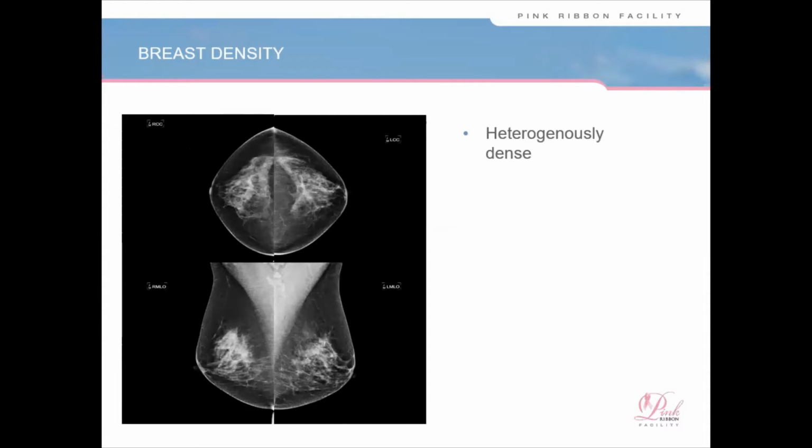This example is heterogeneously dense. You can see an increase in the density of the breast tissue. This type of tissue may obscure small masses from being seen.